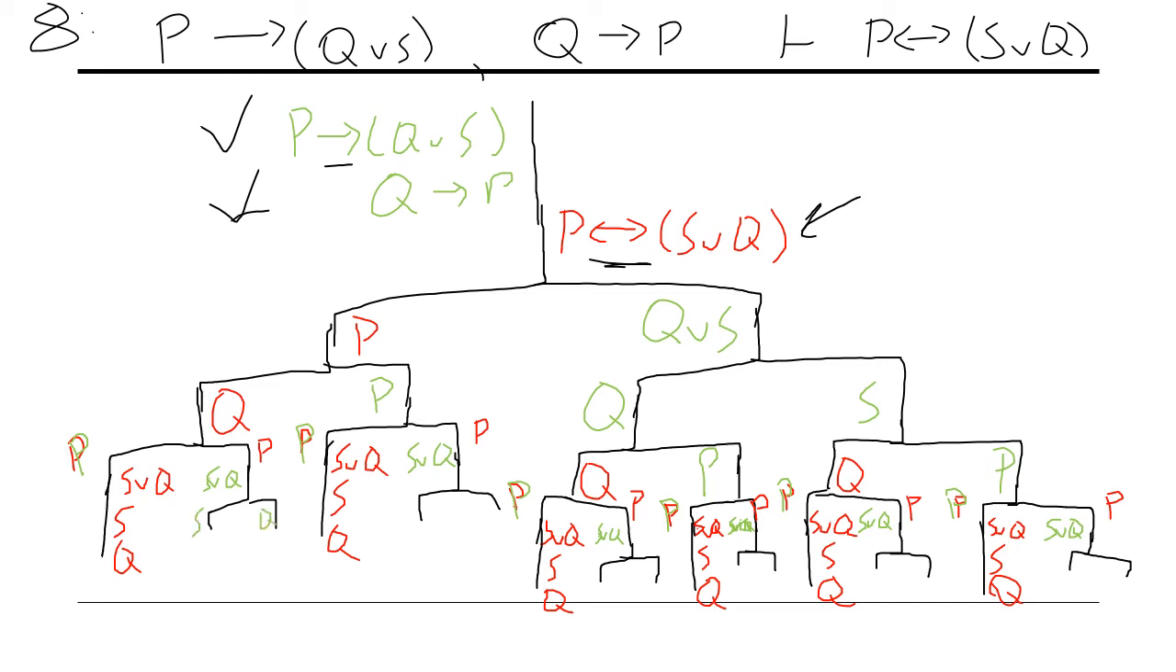S or Q, S or Q. I erase that P or else it's gonna look confusing. S or Q, S, Q, S or Q, S or Q. So now we need to go back through and see if we've got any contradictions.